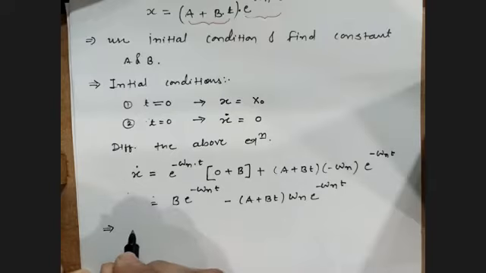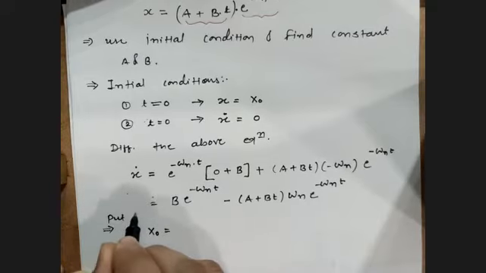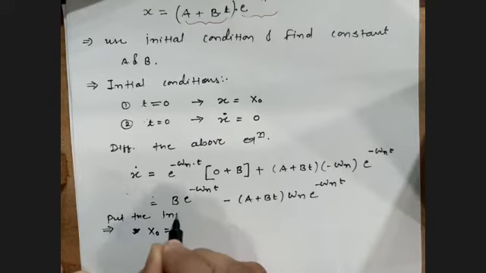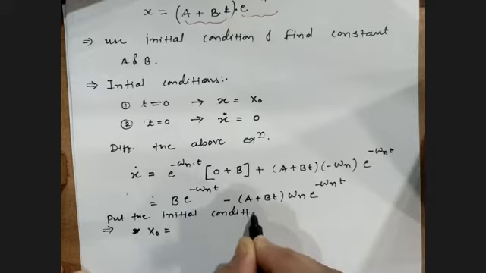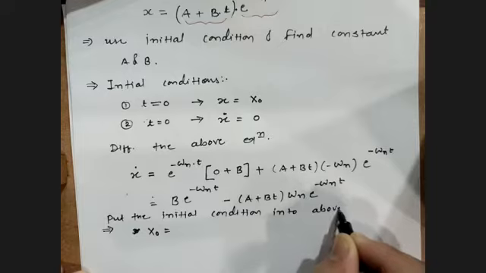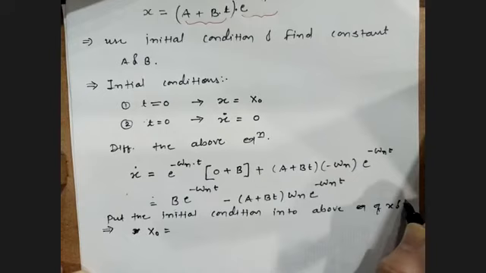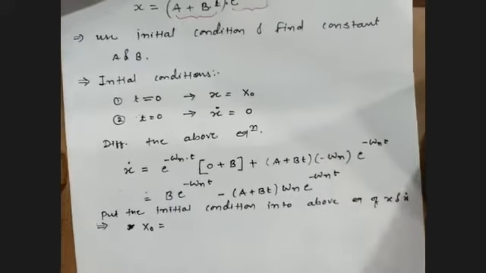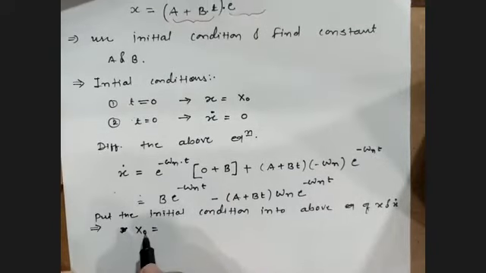So what we are getting, x directly, we can write x0 is equal to... Here we put the initial condition into the above equation of x and x dot, so that we can identify. We are going to put the initial condition into the displacement and velocity equation. So this is the displacement equation, and x has been replaced with x0.